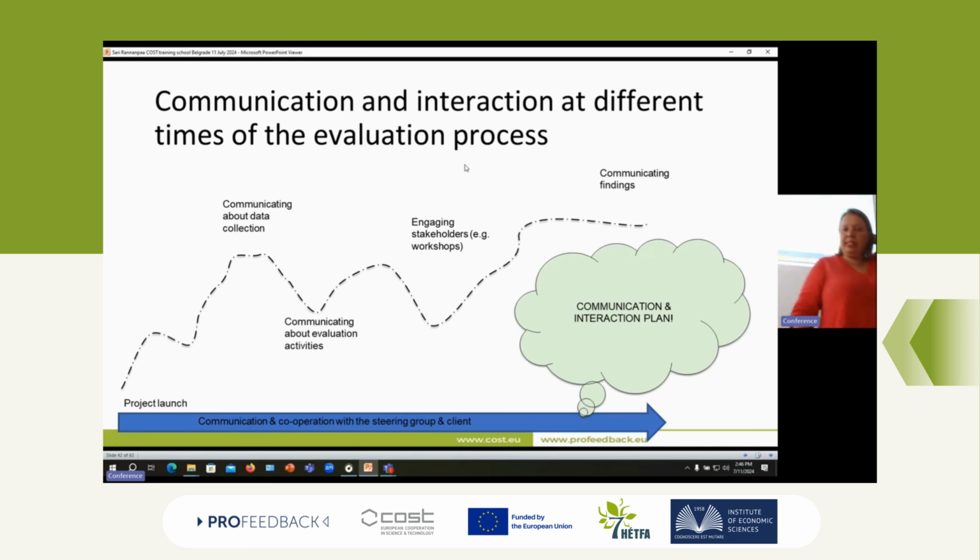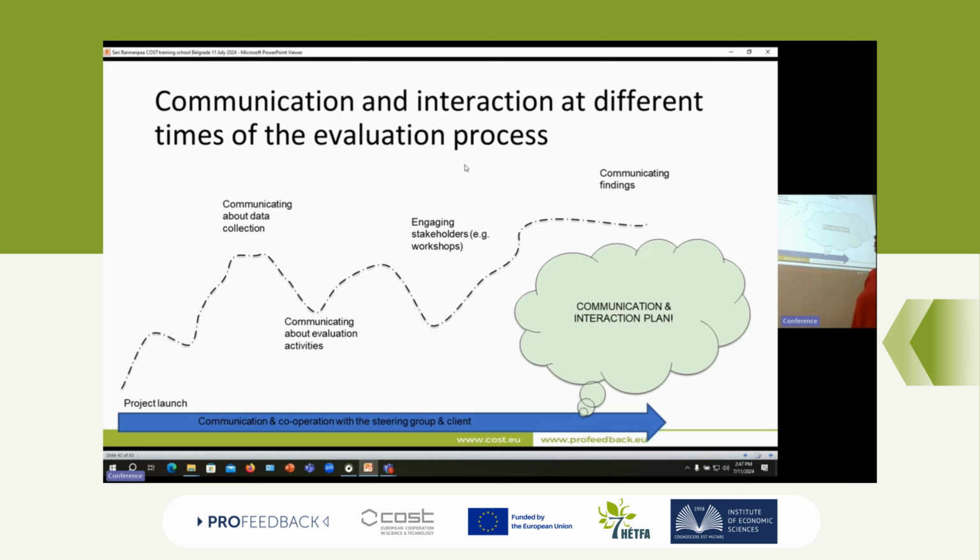And actually nowadays, there's not necessarily only communication plan, but it could be like a communication and interaction plan, because you want the communication to activate the people. So here is this sort of idea that you're launching the project, the evaluation project, and you're communicating about the data collection and activities, and then you're engaging the stakeholders in workshops and communicating about that, and then you communicate about the evaluation findings as well.